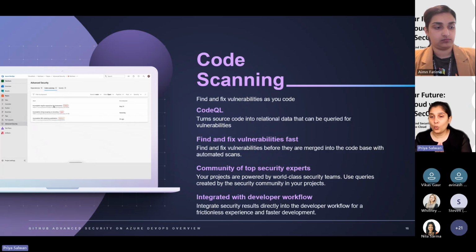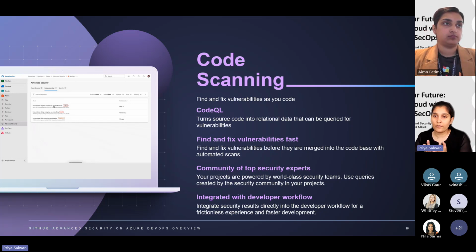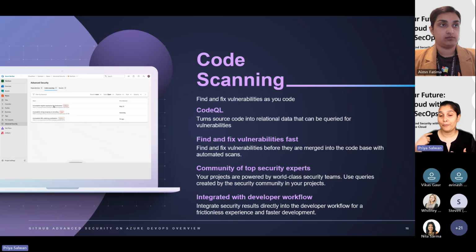Then we have code scanning, which is powered by CodeQL. It empowers robust static analysis to give you the identification of any sort of vulnerabilities in your development process. So what we do is we convert the source code into a relational database, which CodeQL facilitates. And these scans occur before your code merges into the base. So it ensures that any sort of vulnerabilities are addressed early on in the development lifecycle. It also leverages queries which are created by a community of security experts, and it seamlessly integrates into the developer workflow, where we're trying to foster faster development without compromising security.